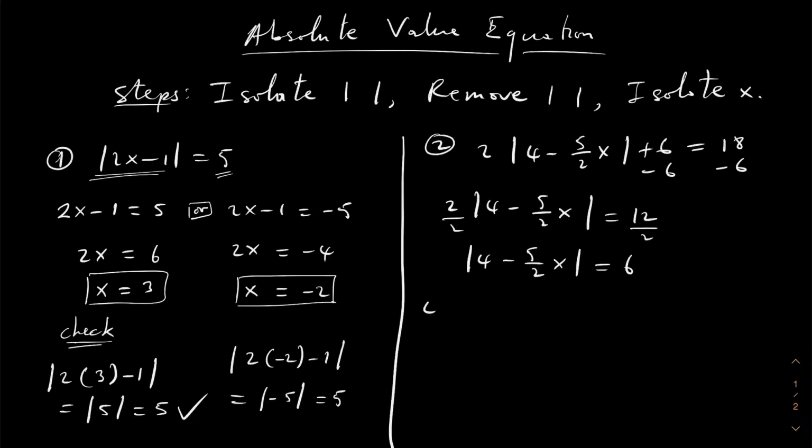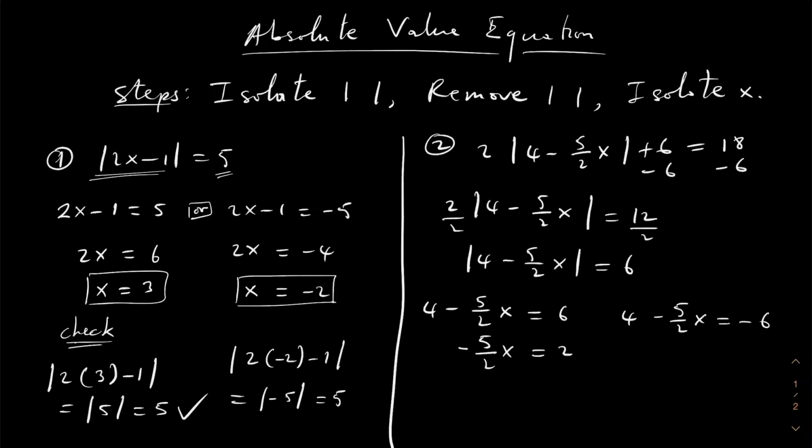Now that you have step 1 done, you can go ahead and remove the absolute value here by considering the positive and negative side of your equation. So I'm going to have here 4 minus 5x over 2 equals 6. And on the other side, I'm going to have 4 minus 5x over 2 equals negative 6. And let's look at the first equation here and try to solve it. So I'm going to do minus 4 on both sides, which will give me negative 5x over 2 equals 2.